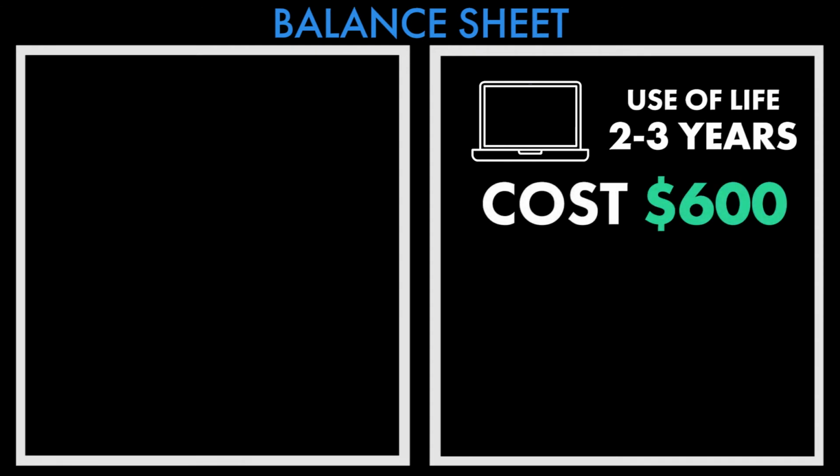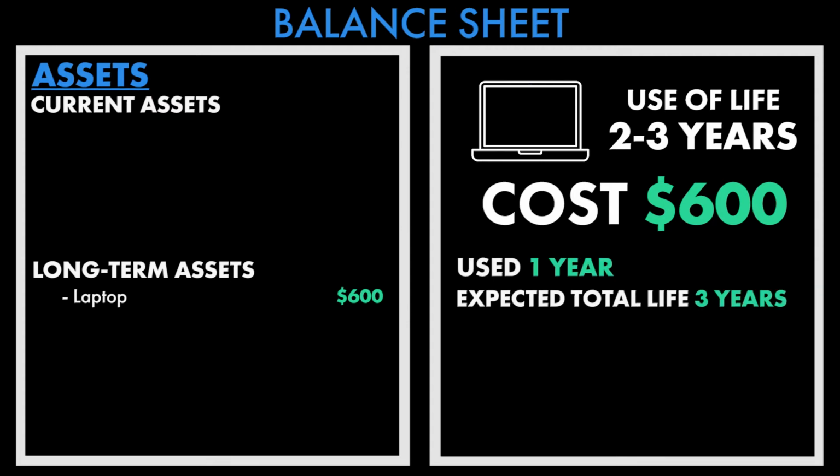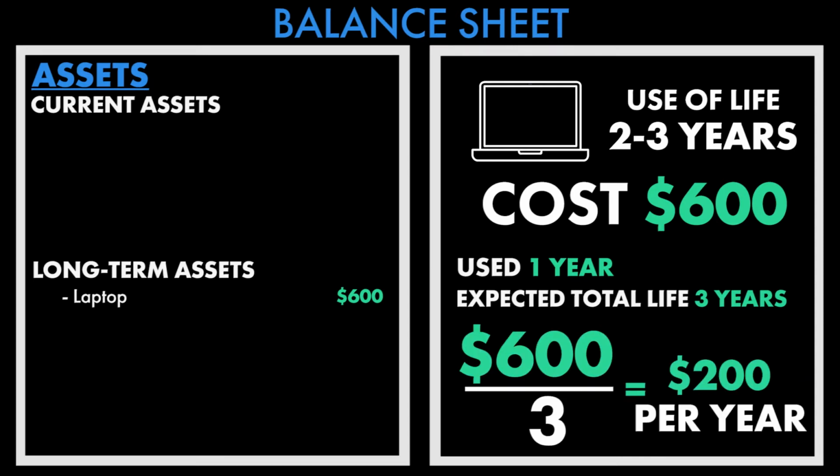So what immediately is going to happen is once I buy that laptop, I have a long-term asset that's called laptop worth $600. Now, let's say I've used it for 1 full year, and I expect to use it for 3 years. Well, I divide that 600 by 3 to have $200 per year. That would go into depreciation, which we talked about a little bit earlier. And remember, depreciation is just what's gone down in value and how much.